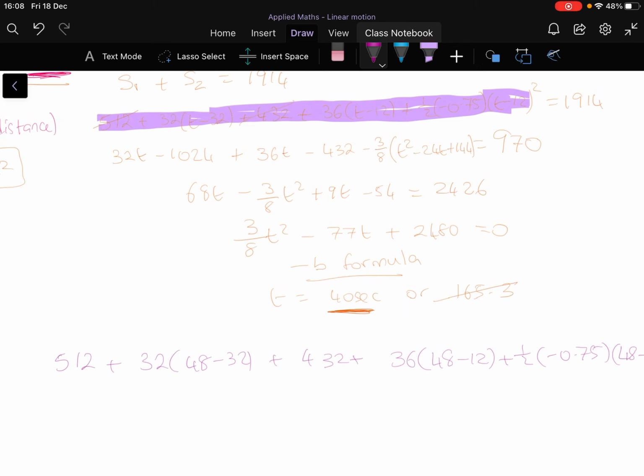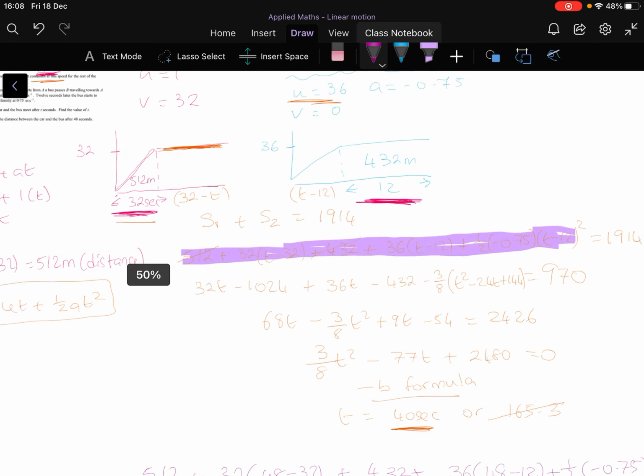All of that goes into the calculator and I'm ending up getting 2266. I have to minus my 1914 away from it to find how far of a distance there is between the two. And we're getting 352 meters altogether. So that is that question done.